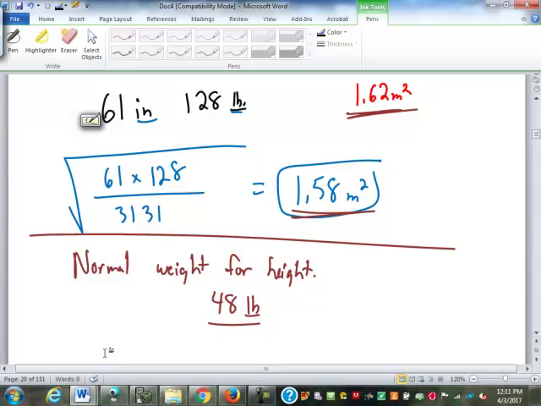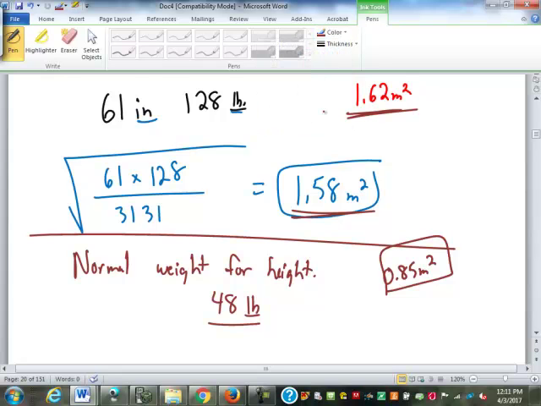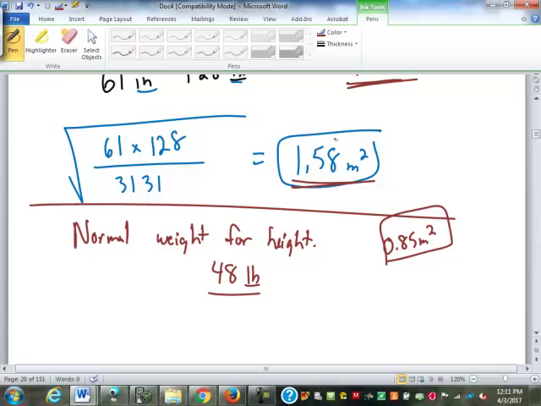This can also be used, by the way, to determine whether a child is normal height for their weight. We got 0.85 square meters here. And let's say that this child is 48 pounds, and what do I want to put in for a height? Let's say that they are 42 inches tall.